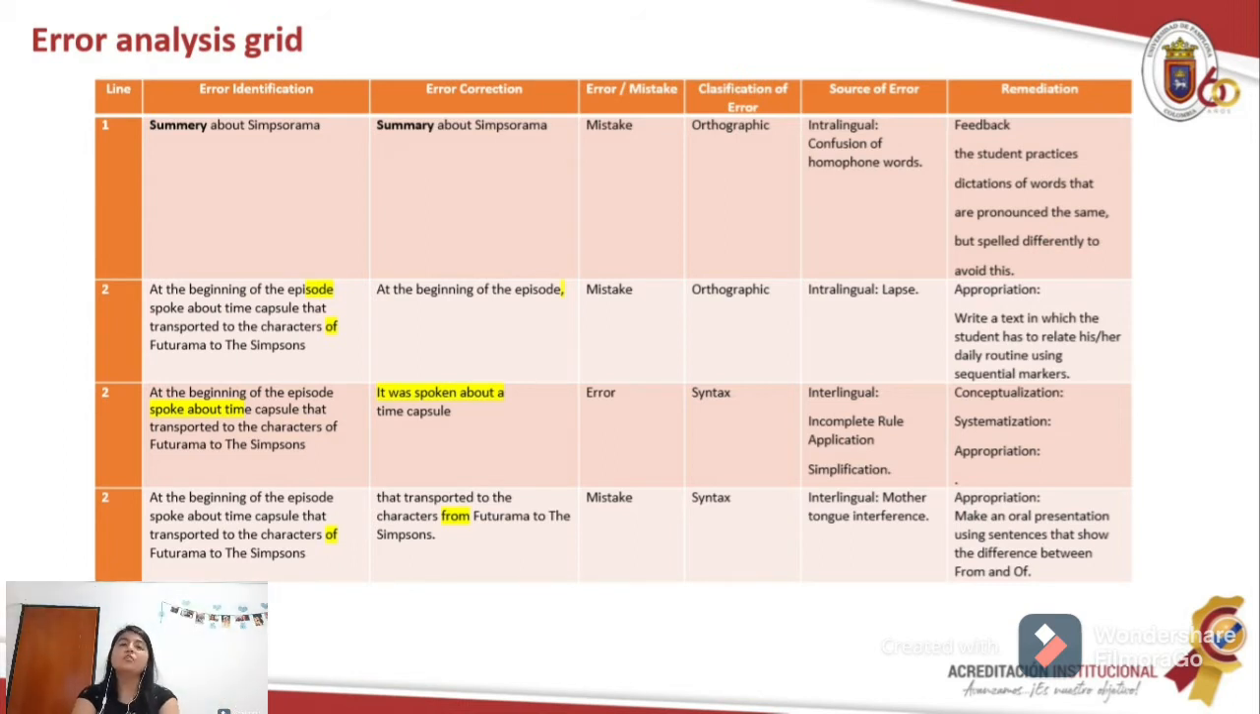The third error was the use of "of" instead of "from." This is an interference with the mother tongue since "de" is used in Spanish to express origin. It is a mistake since the high level of writing shows that he or she has the knowledge to comprehend this. The classification is syntax because it affects the structure of the sentence, and its source of error is mother tongue interference. Remediation, appropriation: make an oral presentation using sentences that show the difference between "from" and "of."